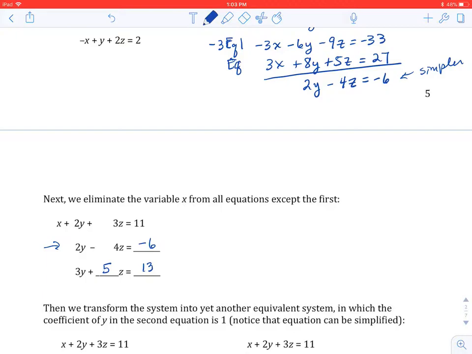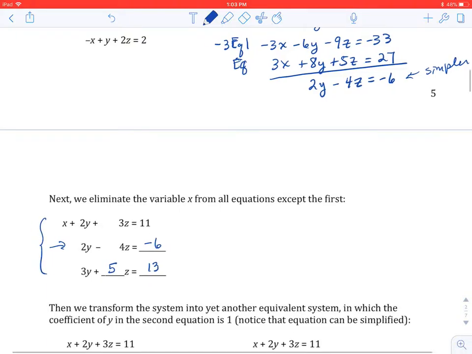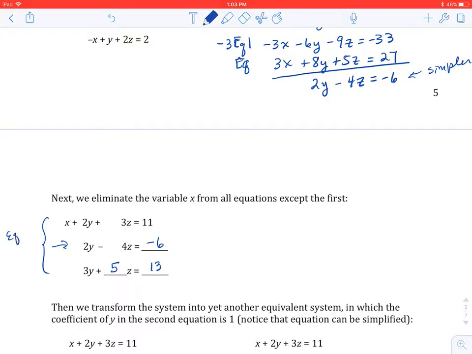All right, so now we still have 3 equations. The first equation is simpler, and the second and third equations are even more simplified because they only have 2 variables now instead of 3. And again, this is an equivalent system.